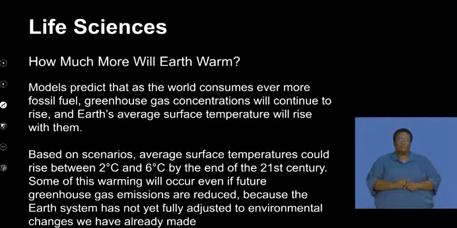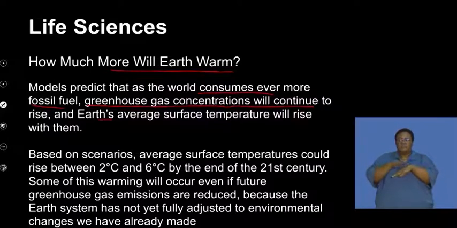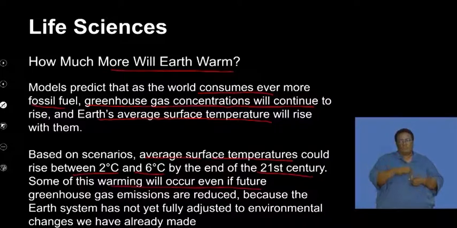So how much more will the Earth warm? Well, models predict that if the world consumes even more fossil fuels, the greenhouse gas concentration will continue to rise, and the Earth's average surface temperature will continue to rise. Based on different scenarios that have been projected, the average surface temperature could increase by 2 to 6 degrees by the end of the 21st century. Some of the warming will occur even in the future if greenhouse gas emissions are reduced, because the Earth's system has not yet fully adjusted to the environmental changes we have already made.